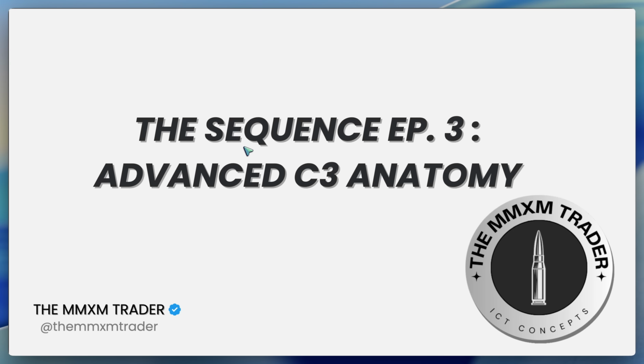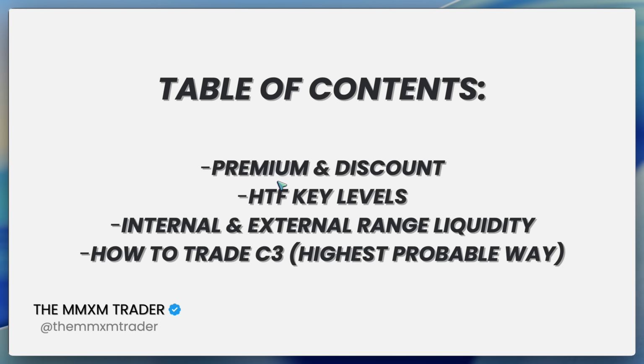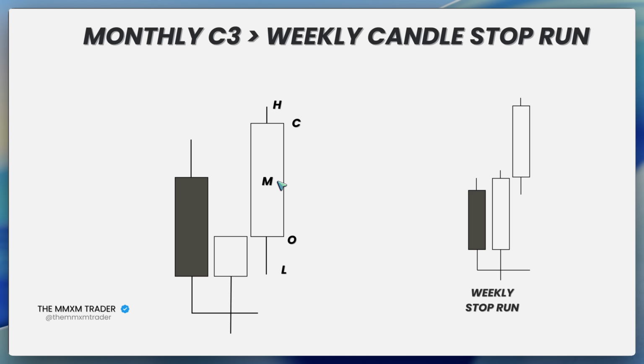How do you go into the market and actually trade this candle? This is how you do it, okay? So what we are going to be covering here is premium and discount, first of all, high time frame key levels, internal and external range liquidity, and how to actually trade C3 in the highest probable way, right? This isn't the only way you can trade it, but this is the highest probable way. And if you only stick to this one way of trading it, you're going to see a lot of success. Go back test this and forward test this and prove me wrong, right? Don't believe what I'm saying here.